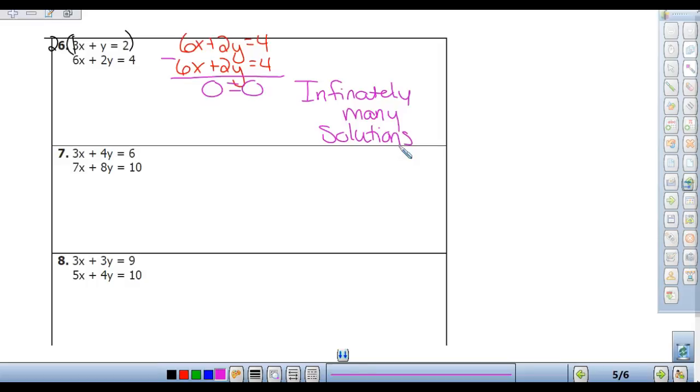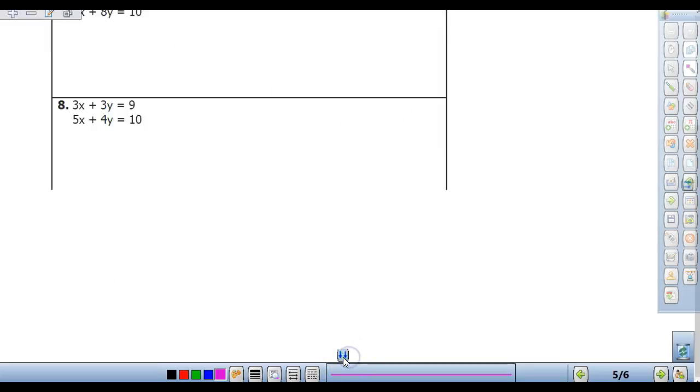Alright, let's look at number 8. First of all, we need to find out, do you want to get your x's the same or the y's the same? Okay, it really doesn't matter in this case, because we're going to have to do lots of multiplying. Okay, I heard a couple of x's, so if I do the x's, what would my common coefficient be? 15, yeah? And so to get to 15, I multiply the top by 5 and the bottom by 3. Good.